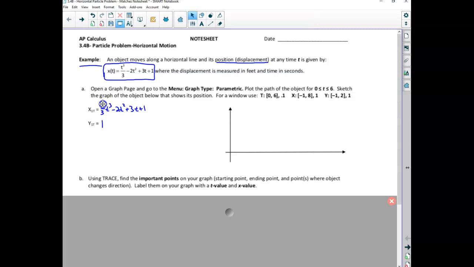We're going to trace this and find important points, meaning where the particle started, where it ended, and where it changed directions. We're going to label them on the graph with a t value and an x value. You're not going to graph anything in this little spot yet. We're going to make these points, and then you'll be able to see where they are in a minute.